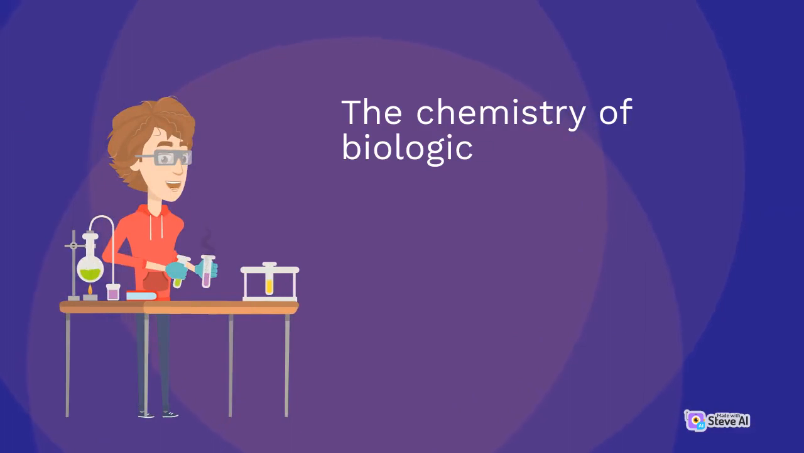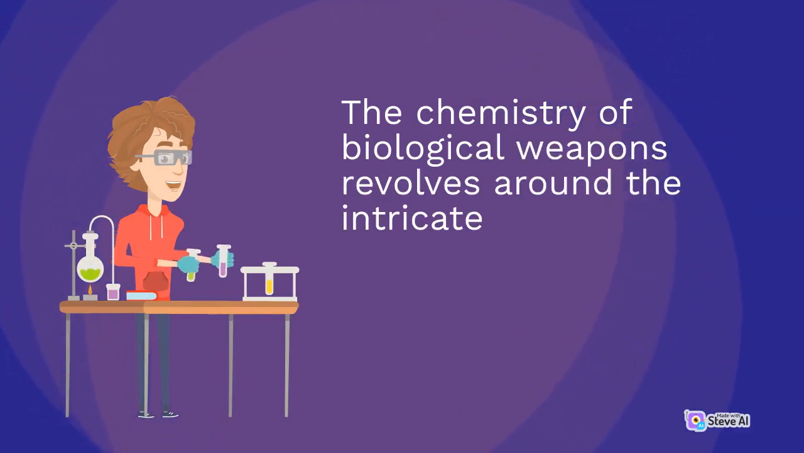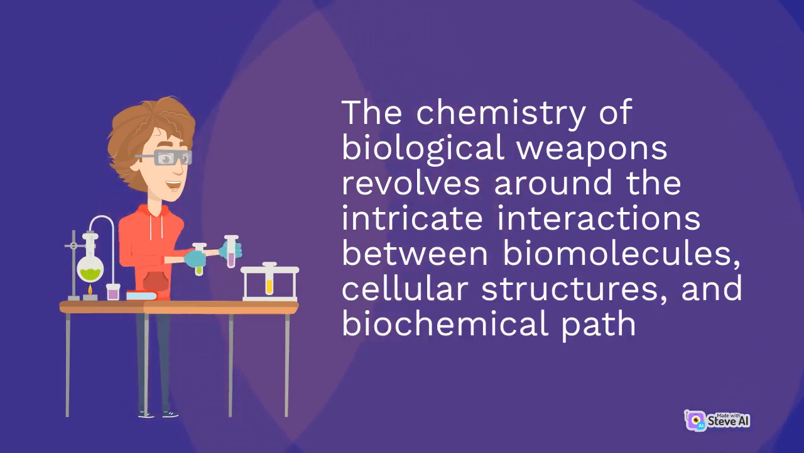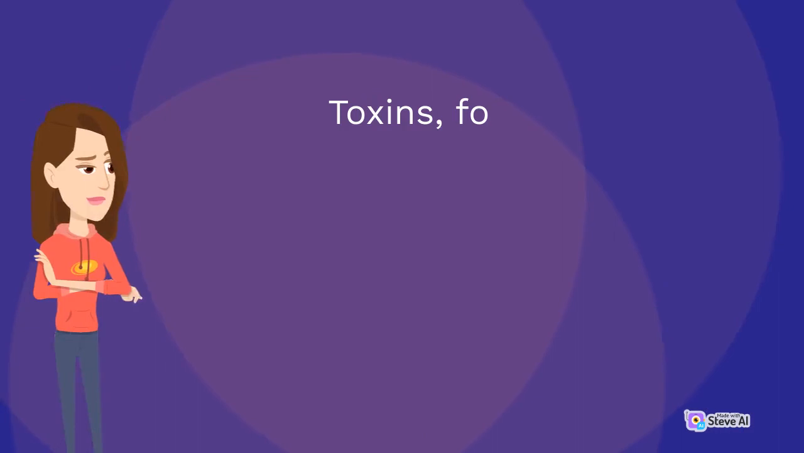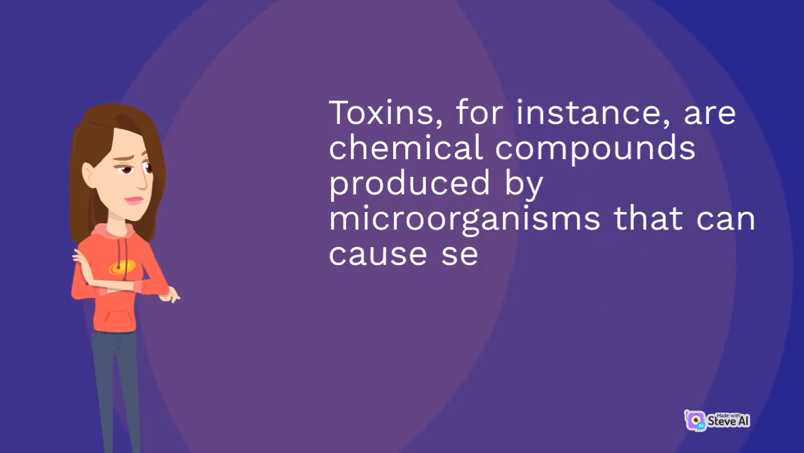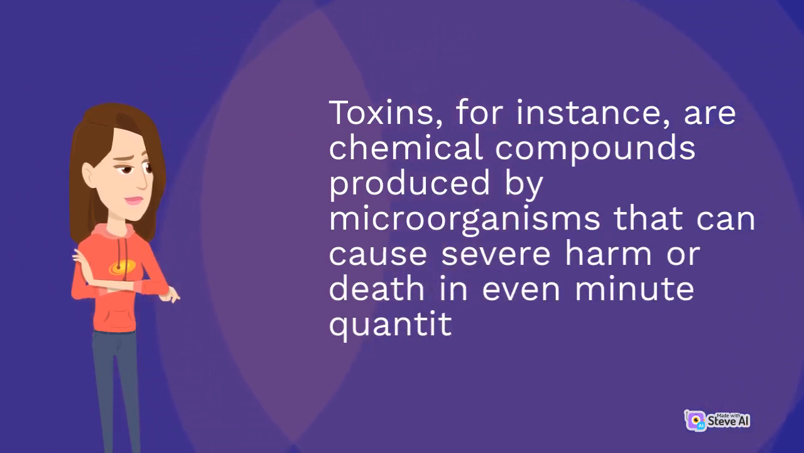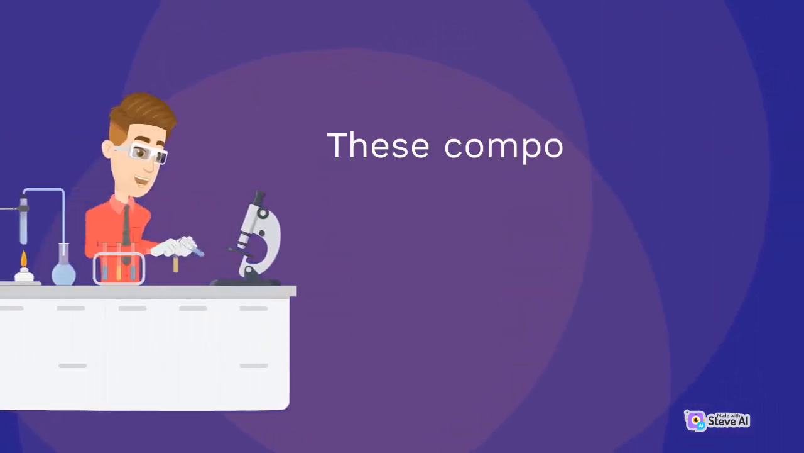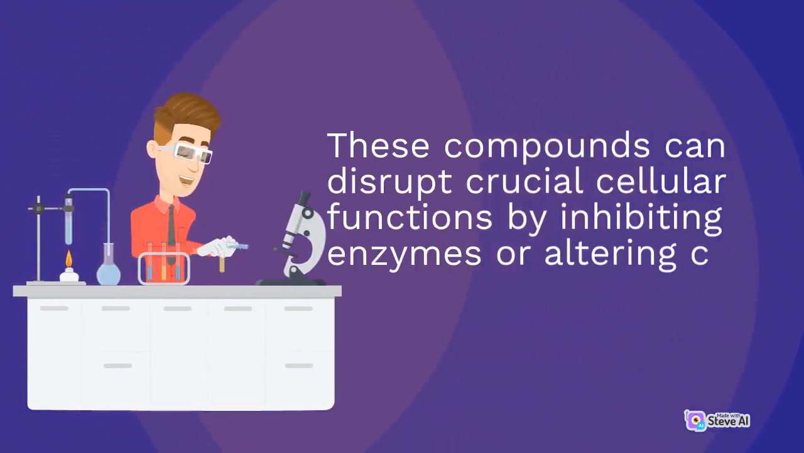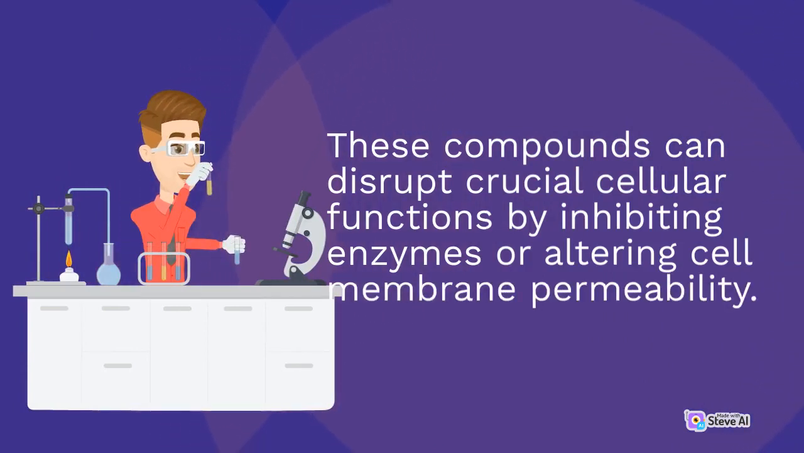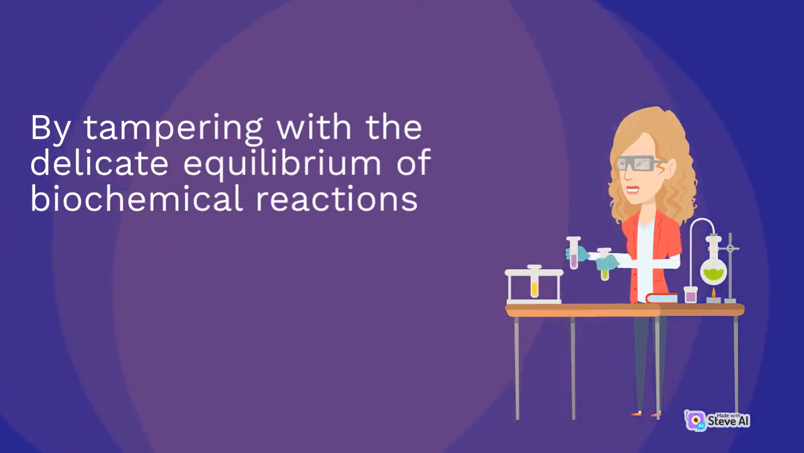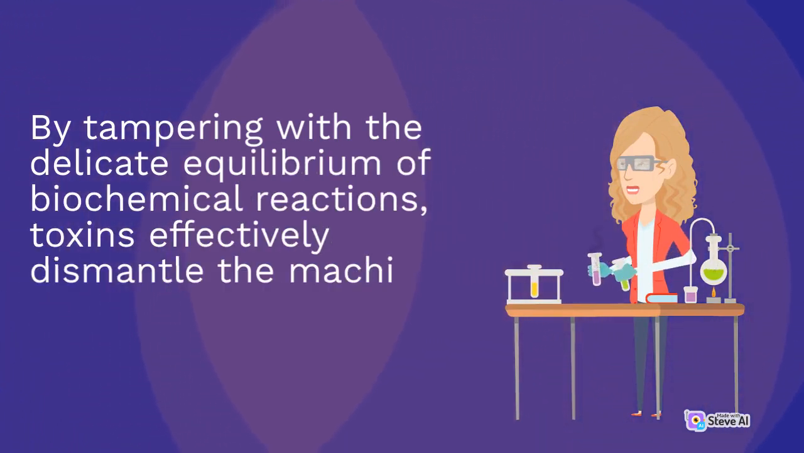The chemistry of biological weapons revolves around the intricate interactions between biomolecules, cellular structures, and biochemical pathways. Toxins, for instance, are chemical compounds produced by microorganisms that can cause severe harm or death in even minute quantities. These compounds can disrupt crucial cellular functions by inhibiting enzymes or altering cell membrane permeability. By tampering with the delicate equilibrium of biochemical reactions, toxins effectively dismantle the machinery of life.